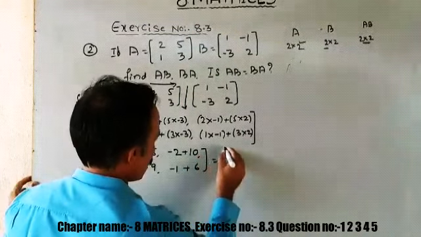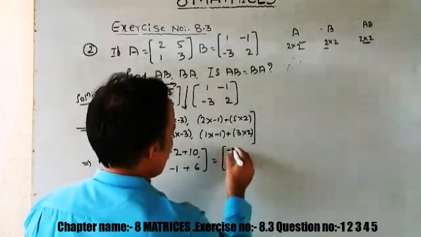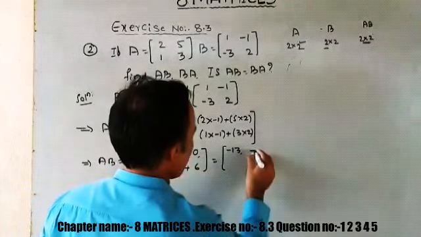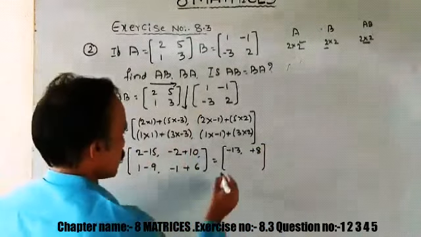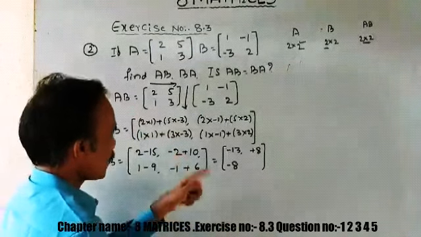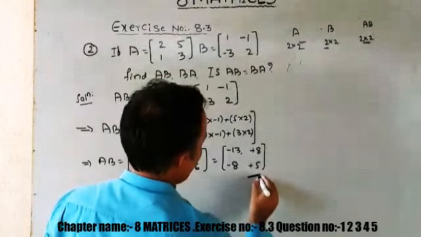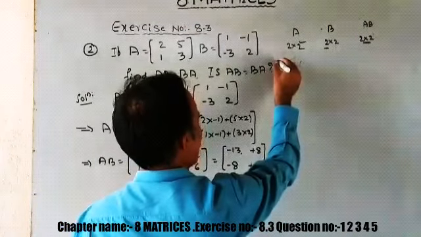So therefore AB is equal to 2 minus 15, minus 13; minus 2 plus 10, plus 8. Next, 1 minus 9, minus 8; minus 1 plus 6, that is plus 5. So this is the value of AB. Now find the BA value.